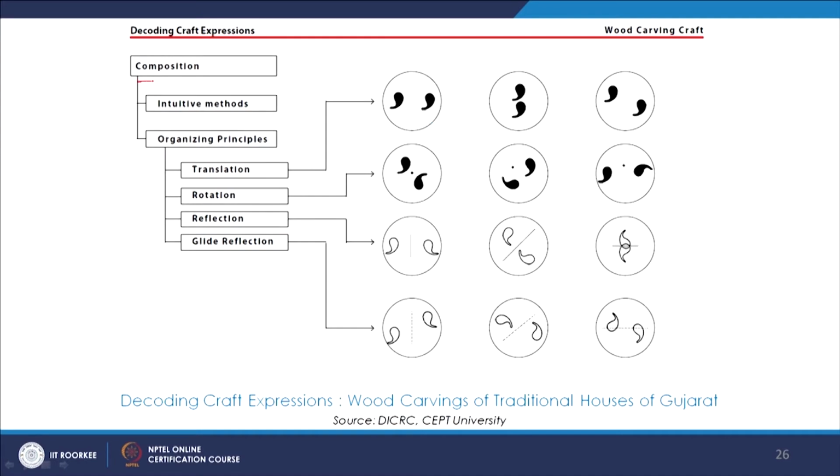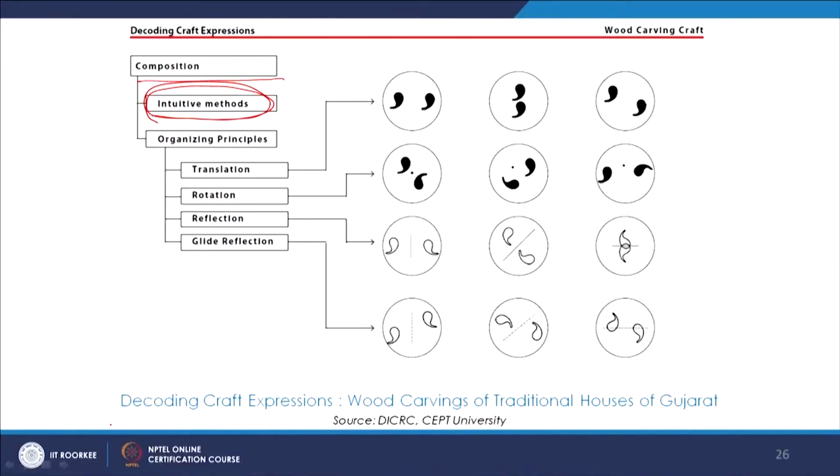And when we talk about composition, like I mentioned in one of the previous slides, the methods could be very intuitive, where the composition is not very orderly, but comes out of intuition, and then overall the composition makes sense. The intuition is so strong and it comes from practice and empirical knowledge that intuitively, if the things are put in place, they generate a pattern or a composition.